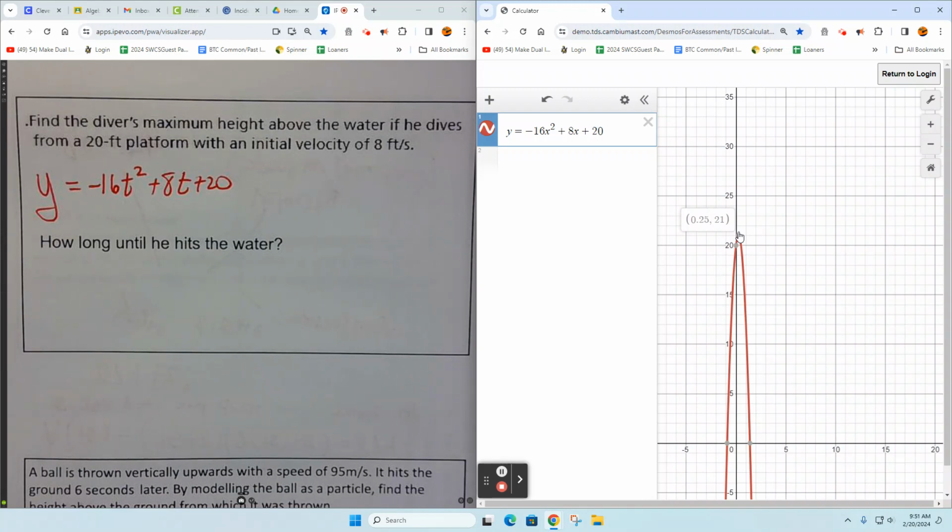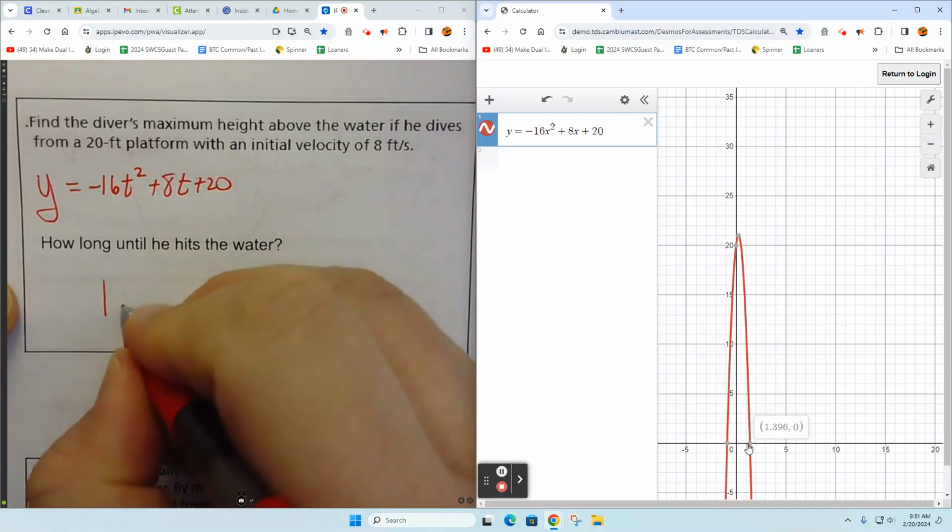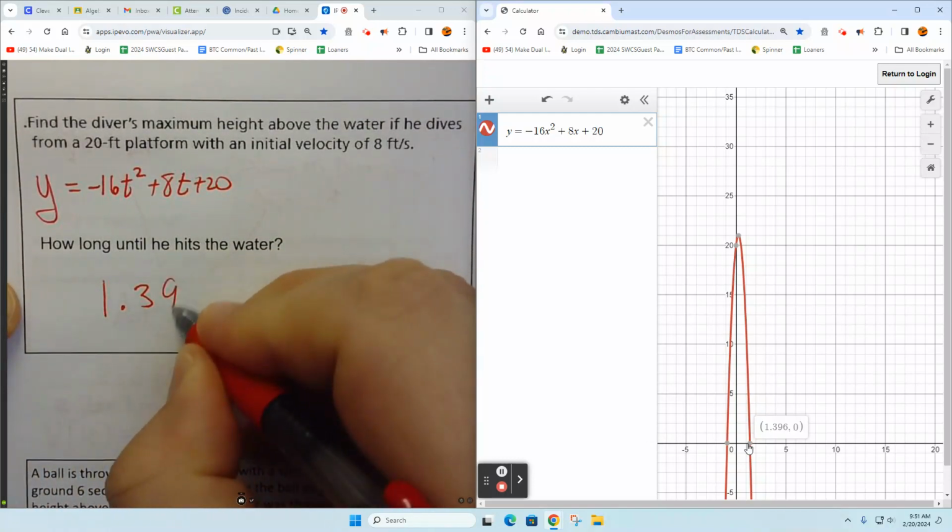So what's the answer to this? It's not 1 foot. Go down to the bottom. Let me read the question. Find the diver's maximum height above the water if he does this dive. Can you move your mouse down? 1.39. Oh, how long until he hits the water? 3.1. Okay, you're answering the other question.